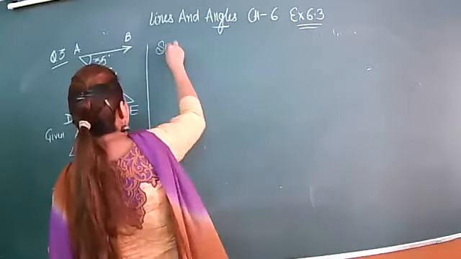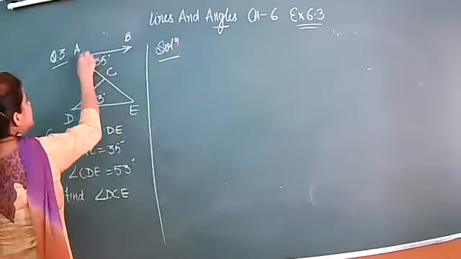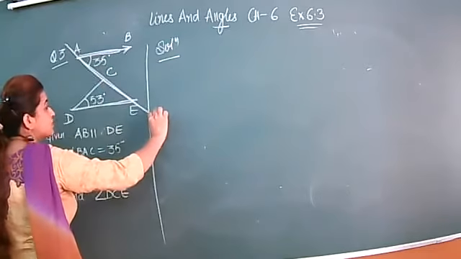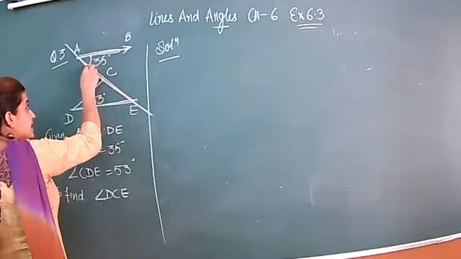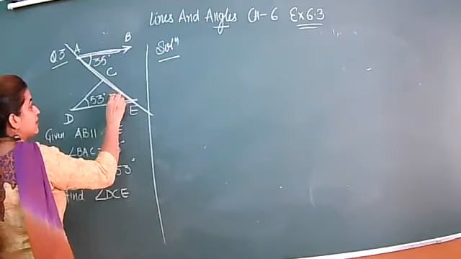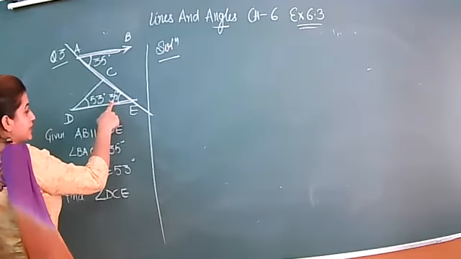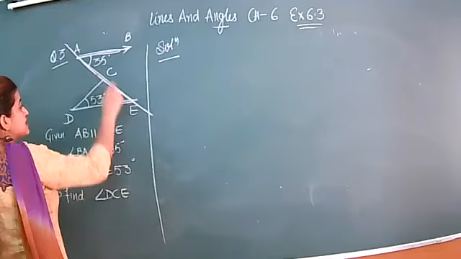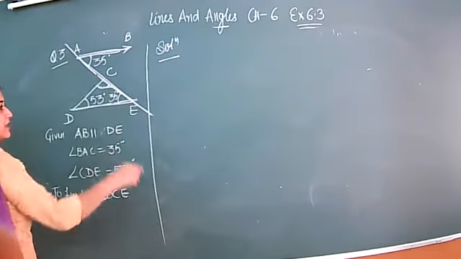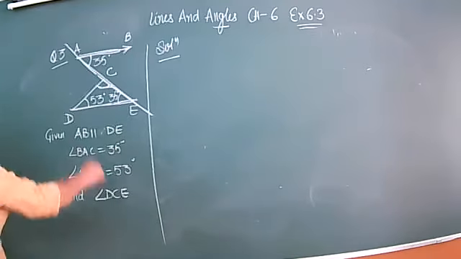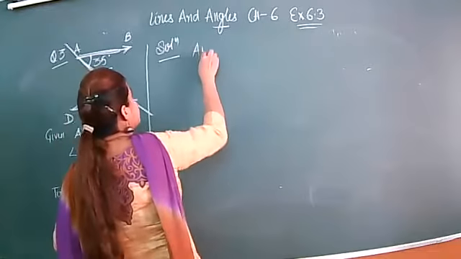So let's start with the solution. And as you can see that these two lines are parallel and this is acting as a transversal. So can I say this 35 is equal to this angle 35? Angle E will also be 35 by alternate interior angle. And we want to find DCE, and this remaining angle you can find by using the angle sum property in this small triangle. So let's start with this.